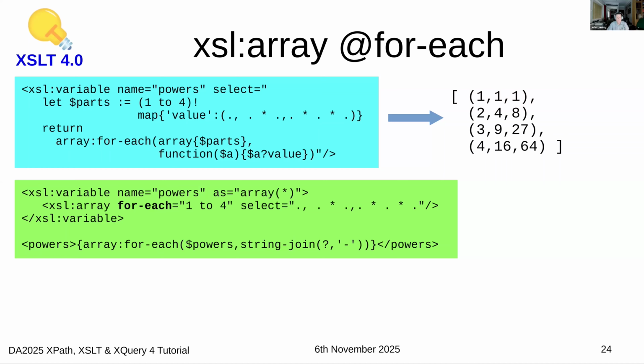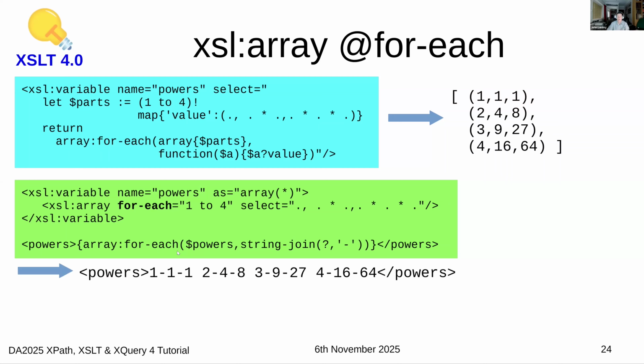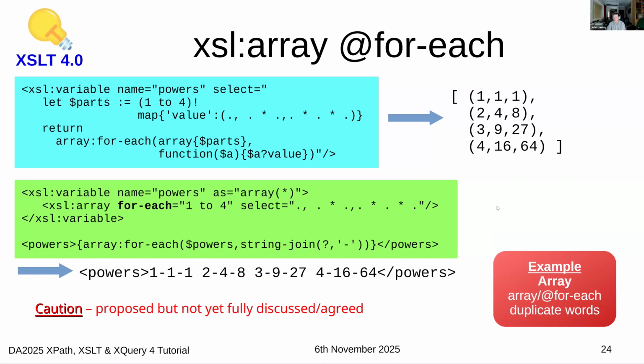So that gives us things like producing an array of powers, and then we can look at them and that sort of stuff. I should say, that's proposed but not yet fully discussed and agreed, but I suspect it's going to go in, and it's quite useful for the construction of arrays where the value is going to be sequences. And we've got an example you can try out for that. And I think that's about it.